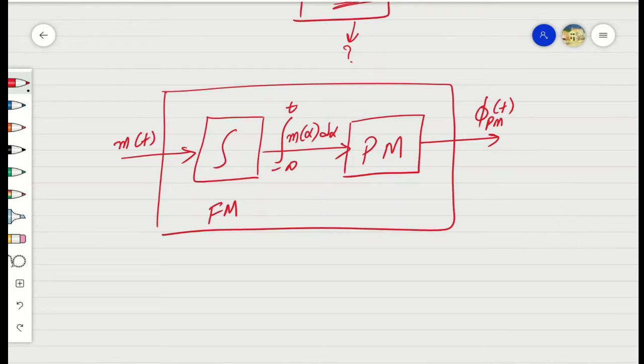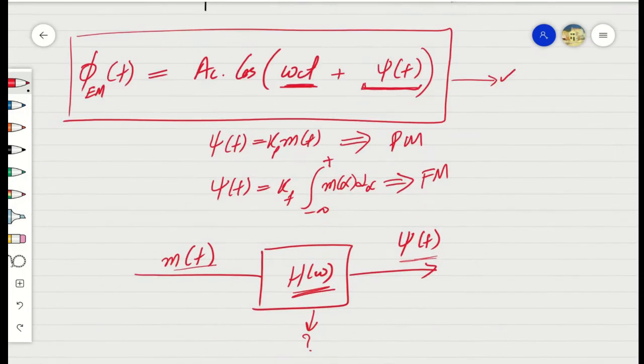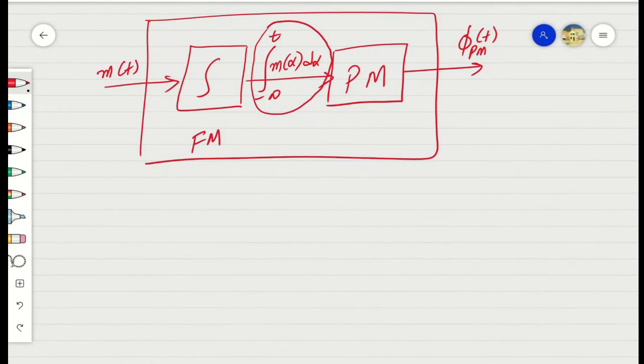Or we can see, if we replace m of t with the integral of m of t in the equation of the phase modulated signal, we obtain the expression for the frequency modulation case. So the overall response of this system is not a phase modulated signal, instead it is a frequency modulated signal, because instead of the information signal, the integral of the information signal is being provided as input to the phase modulator. Therefore, this relationship between instantaneous phases and frequencies will help to obtain a frequency modulated signal from a phase modulator.